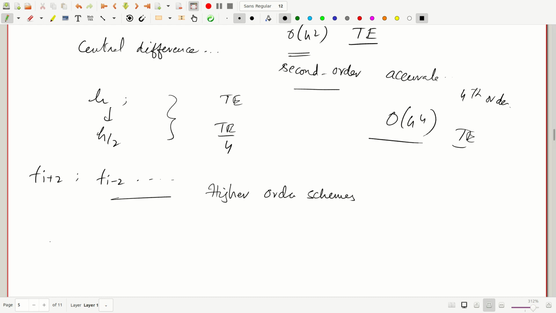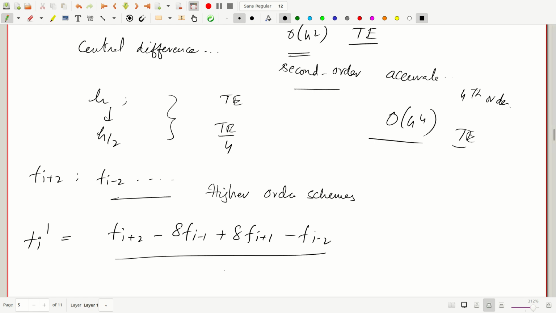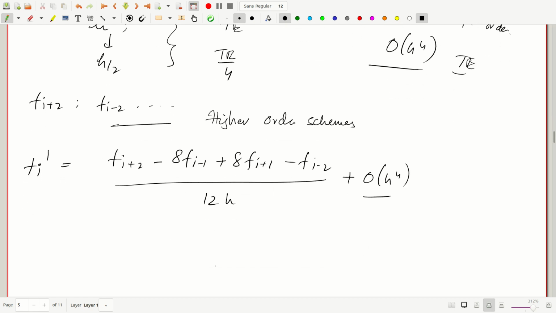One such scheme is what I would list here. You can approximate f_i prime to a fourth order accurate scheme by using f_{i+2} minus 8 times f_{i-1} plus 8 times f_{i+1} minus f_{i-2}, divided by 12 times h, plus order h to the power 4. Such higher order schemes, even higher order ones, can also be derived by using the Taylor series expansion. These schemes are really nice because the truncation error becomes smaller as you make your h smaller and smaller.